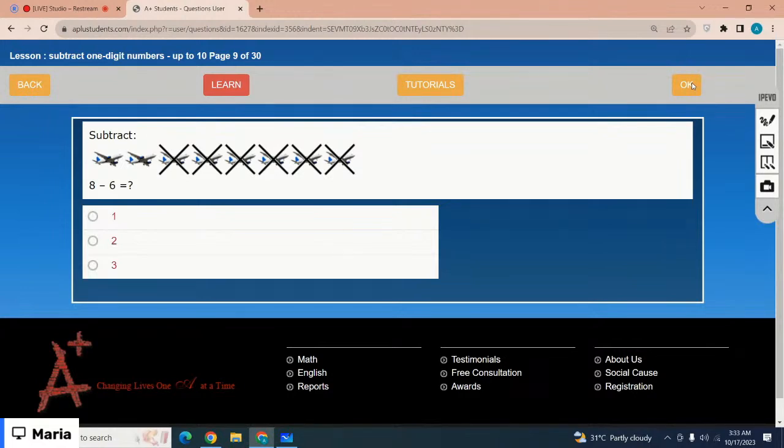Okay, the next one is 8 take away 6. So which is the correct option? You have to count the ones that are not crossed. So how many of them are not crossed? Yes, just 2 of them. So 8 take away 6 is 2. The correct option is 2.